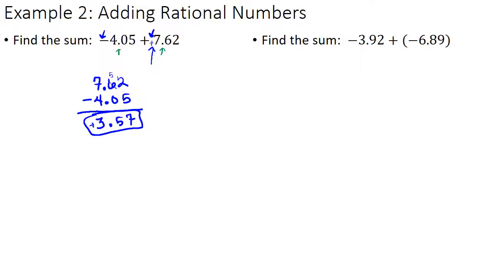So we're going to find the sum of this second one here. We see that this is a negative plus a negative, which means we can just treat this like regular addition. So we can say 3.92 plus 6.89, making sure to line up our decimal places so all of our place values line up. 2 plus 9 is going to be 11. Carry that 1. We're going to get 18.